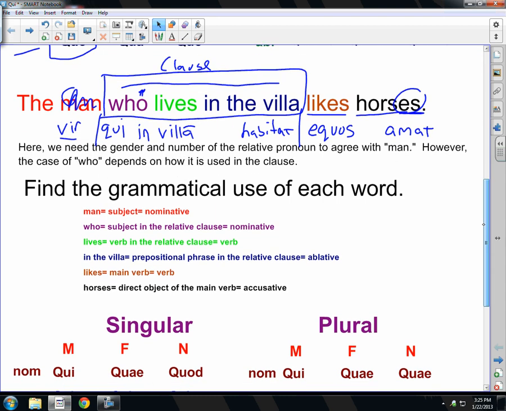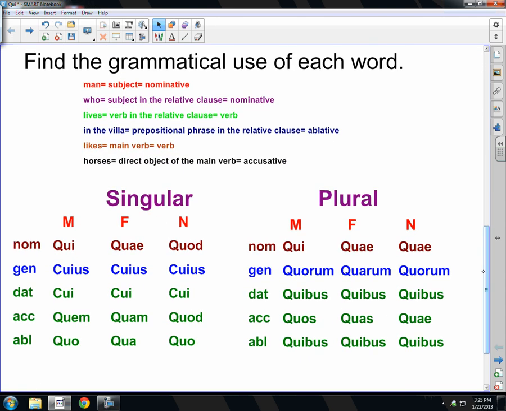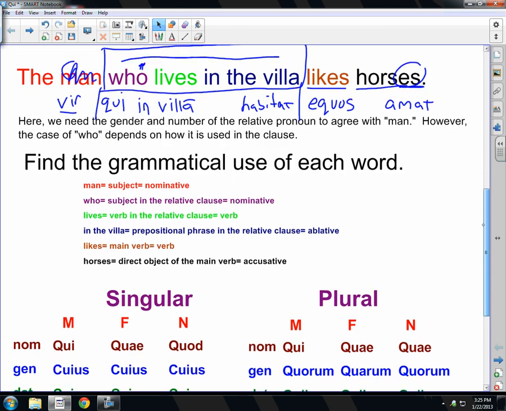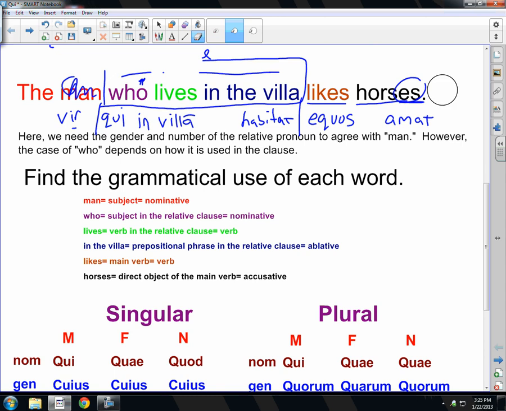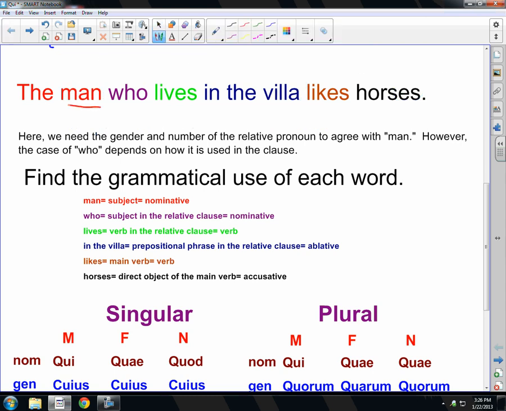Okay, now whenever we are trying to find the grammatical use of each word to put it into English, we know, like I said, man is the subject of the sentence, so we made it, let me erase that so we can see it all. We know that man is the subject of the sentence, so we chose the nominative form. We know that the verb likes is a verb, so we made it agree with man, so we gave it a T, amat. We'll go ahead and put this up here one more time. So we know it's a verb. We know that that was nominative. Horses was our direct object of the main verb, so I chose accusative and plural.